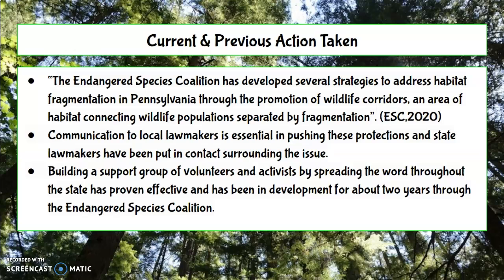Communication to local lawmakers is essential in pushing these protections, and state lawmakers have been put in contact surrounding the issue. Building a support group of volunteers and activists by spreading the word throughout the state has proven effective and has been in development for about 2 years through the Endangered Species Coalition. So this is all stuff that is happening and it's in action as we speak, as I give this presentation.